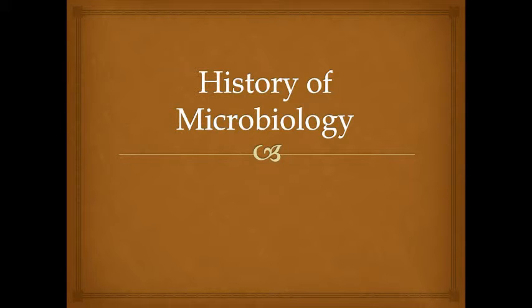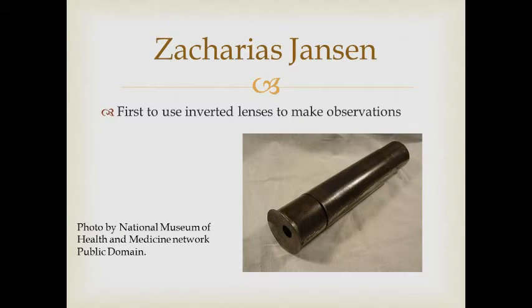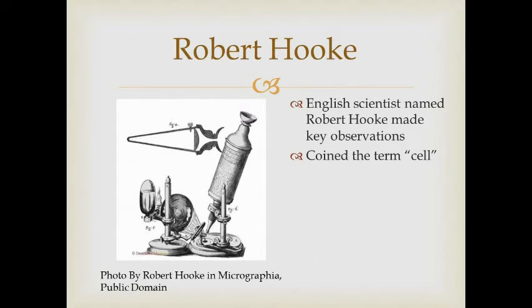Exact origins of the microscope are debated. However, there are three key individuals. Zacharias Janssen is the first to use inverted lenses to make observations of his surroundings. More notably is Robert Hooke, an English scientist who made key observations of various organisms, including fungi. One of Hooke's most significant contributions is he coined the term cell.